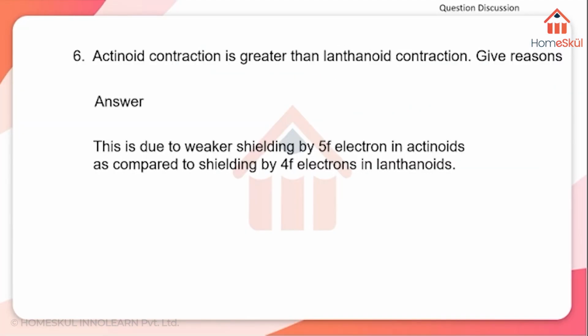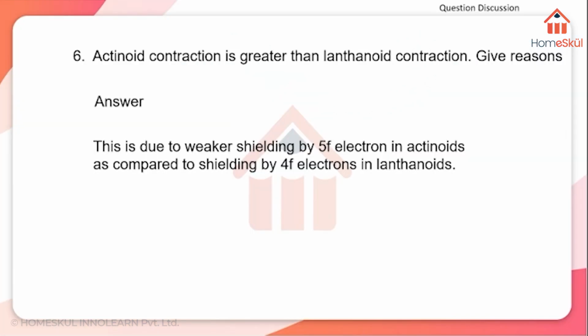Sixth question. Actinoid contraction is greater than lanthanoid contraction. Give reasons. Okay, the answer is this is due to weaker shielding by 5f electrons in actinoids as compared to shielding by 4f electrons in lanthanoids.